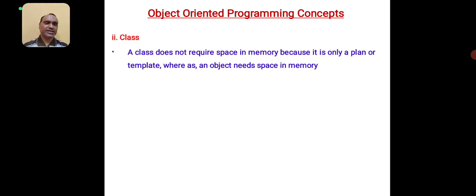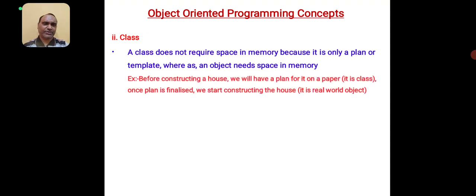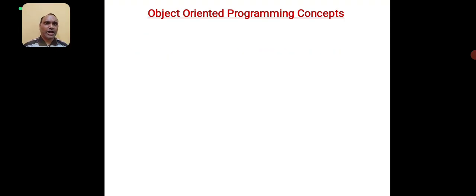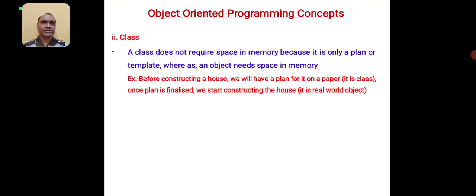For its execution, it requires CPU time, and it requires different resources like input-output devices, or file resources, or database resources. So many things are required for the object. So an object requires resources, whereas a class doesn't require any resources. So this is the difference between a class and an object.